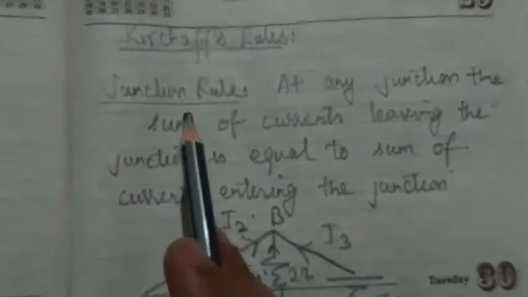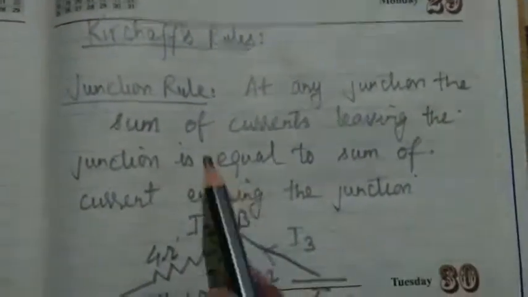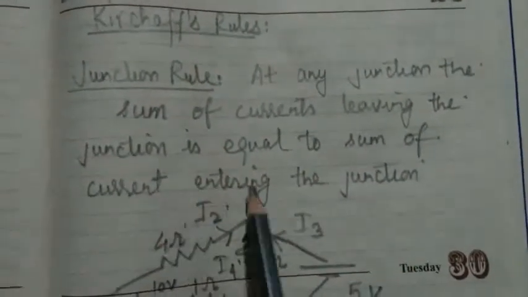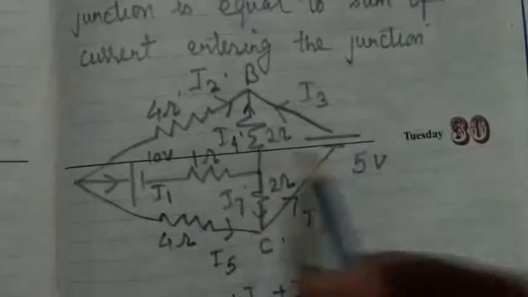So here the first rule, that is the junction rule. At any junction, the sum of currents leaving the junction is equal to the sum of currents entering the junction. So what is a junction? First we will understand. Suppose this is a complex circuit.